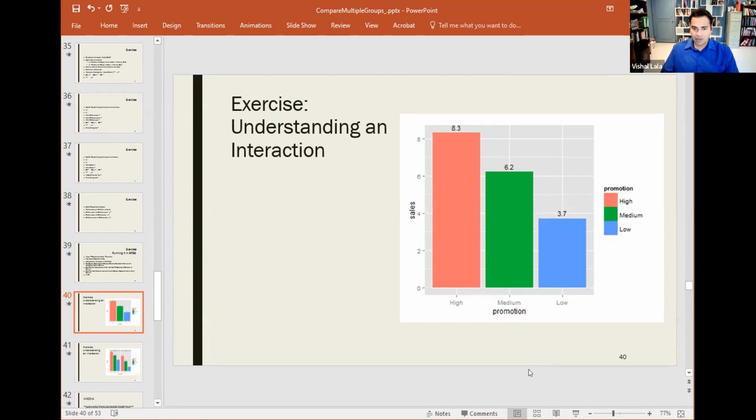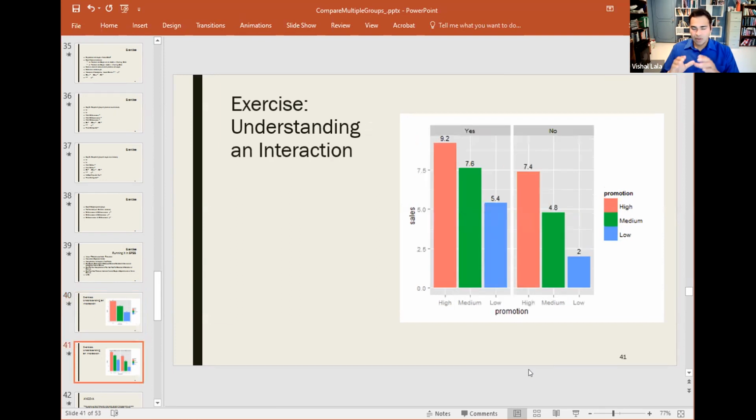Let's look at a picture. Here's a picture with coupon and without coupon. Let's look at the left first. What can we learn from this? Well, if a coupon is not being offered, if you're only doing promotions but no coupon, as you go from low to medium promotion, your boost in sales is 2.8 units.